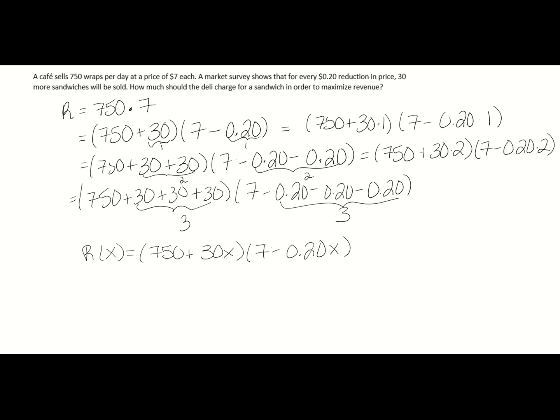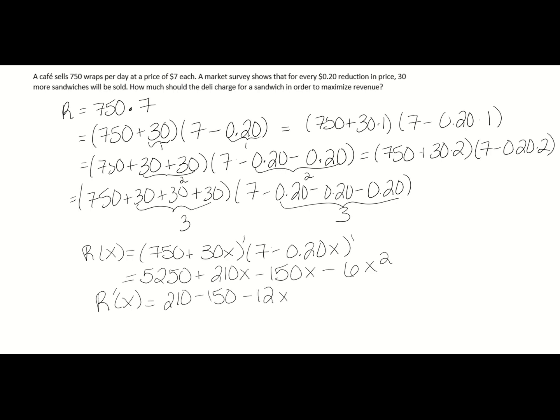But now that I have a function, I can maximize this by taking the derivative and finding the extrema. So before I do that, I'm going to FOIL because otherwise I'm going to have to use the product rule, which isn't bad, but I prefer to FOIL out when the powers are 1 here. It's easy. So I'm going to have 750 times 7, which is going to give me 5,250, plus 210x. 20 cents times 750 is going to give me 150x negative, and 20 cents times 30 is going to give me 6x squared. So now I can easily take the derivative, so that's going to go to 0. That's going to give me 210 minus 150 minus 12x. I'll combine like terms, which will give me 60 minus 12x.